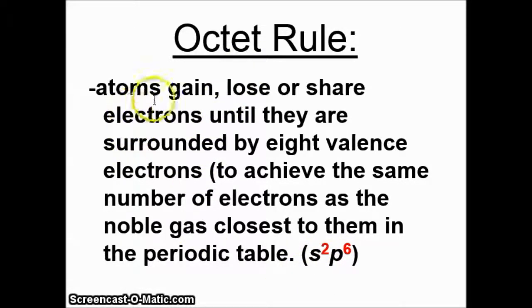The way that they do it is either by gaining, losing, or sharing electrons to get to 8 valence electrons. So this really causes the elements to be reactive. And since the noble gases already have this electron configuration, they're not reactive at all.